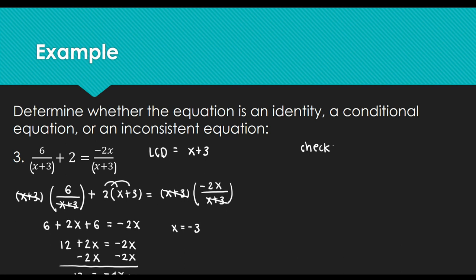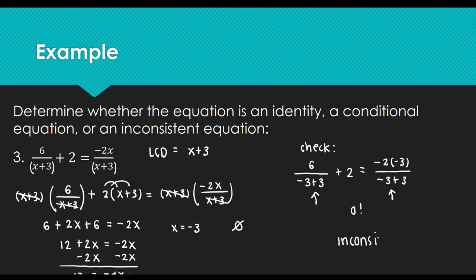So if I'm checking my answer here, notice that when I substitute in my negative 3 into the denominator, I'm going to clearly see that one denominator, in this case both the denominators, end up turning into 0, which is exactly what I don't want. So because technically x equals negative 3 is no solution, it's an empty set, that means we have an inconsistent equation. So even though I was able to get a value for x, I can't just automatically assume that it's conditional. In this case, like I said, because it was a rational equation, we had to go back and check.